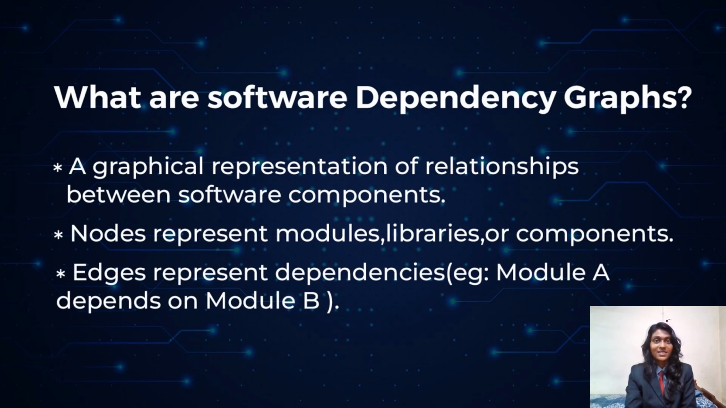Now, let's move on to the next slide. Software dependency graphs are a graphical representation of the relationships and dependencies between various components in a software system. Each node in the graph represents a module, library, or component, while the edge represents dependencies, such as module A dependent on module B to function properly. This visualization allows us to see how the components interact and depend on one another, providing a clear overview of the system's architecture. It serves as a foundation for analyzing the system structure and identifying potential areas of improvement.